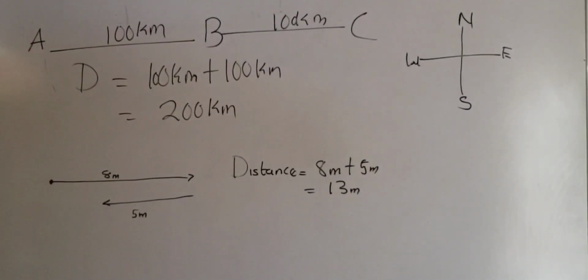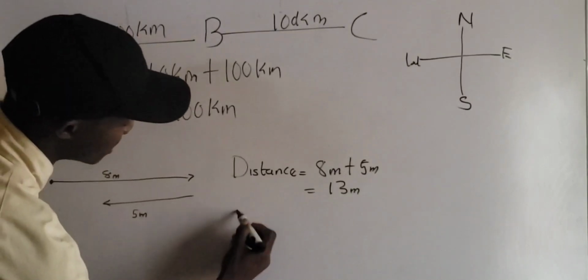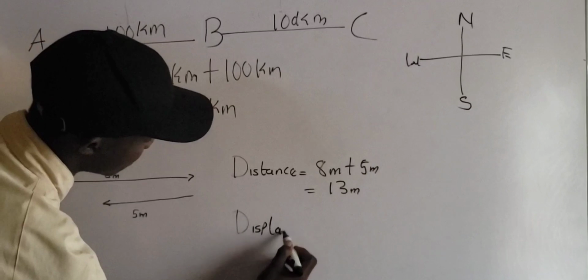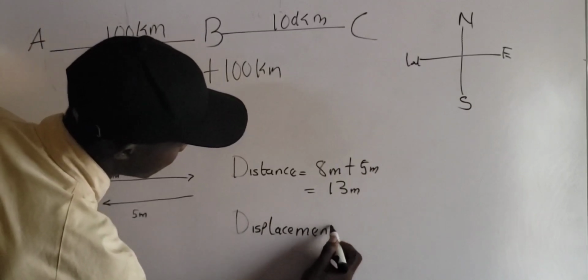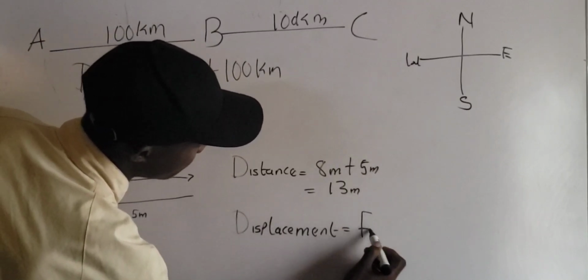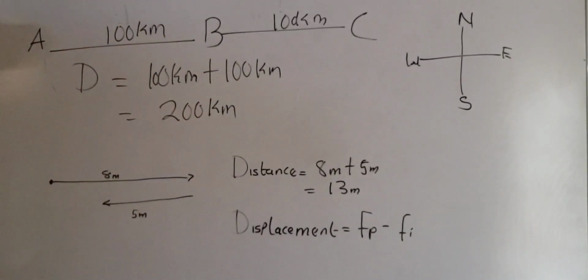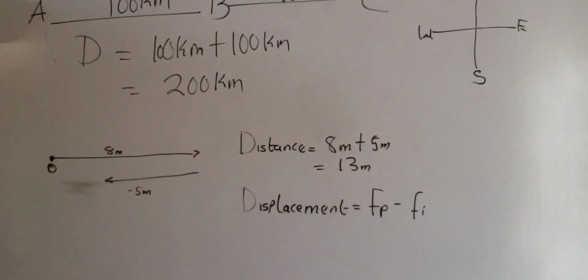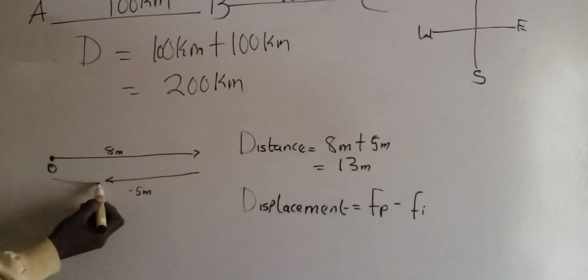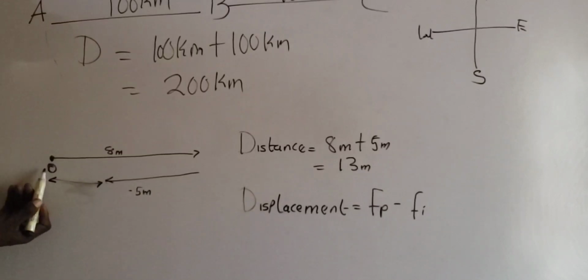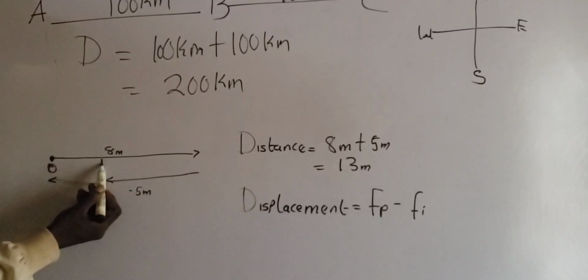Now, how do we determine the displacement of this boy? The displacement cannot be 13 because the displacement tells us the shortest distance traveled by the object. The displacement can be calculated using this formula: displacement is equal to the final position minus the initial position. Do you understand? That is the final position of the boy minus the initial position. The distance between here and here, that is the displacement of the boy.